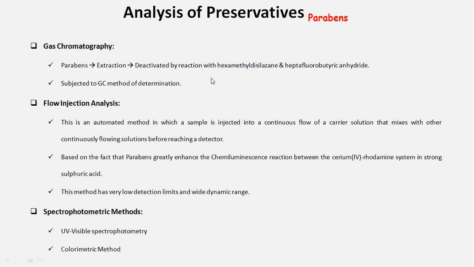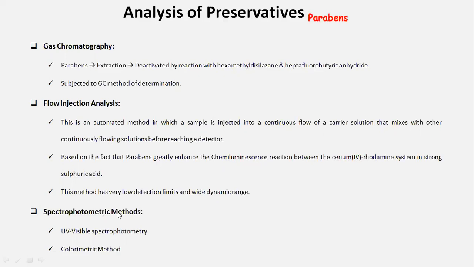Next method is flow injection analysis. This is an automated method in which the sample is injected into a continuous flow of a carrier solution that mixes with other continuously flowing solutions before reaching the detector. This is the common methodology in flow injection analysis, based on the fact that parabens greatly enhance the chemiluminescence reaction between the cerium-4 rhodamine system in strong sulfuric acid. This method has very low detection limits and a wide dynamic range.